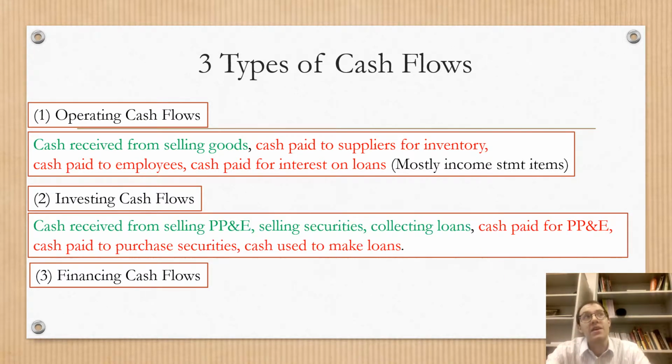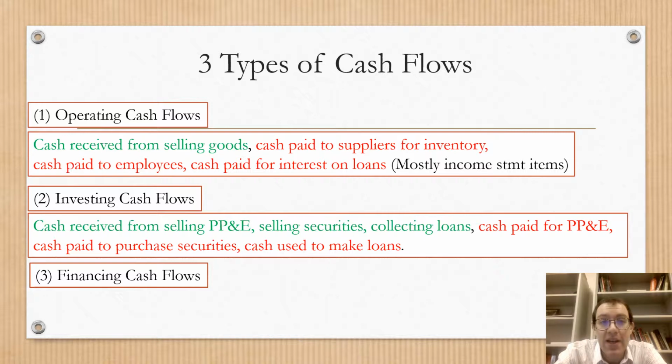Investing is cash you use to buy property, plant, and equipment. That's an investment in your company. You're hoping to use that property, plant, and equipment to generate more revenues. It would also be money you use to buy an investment, like a short-term or long-term security. The other side of the coin, if you sell property, plant, and equipment, you sell an investment, that would be a positive investing cash flow.